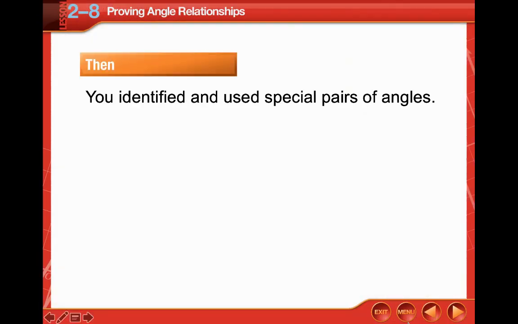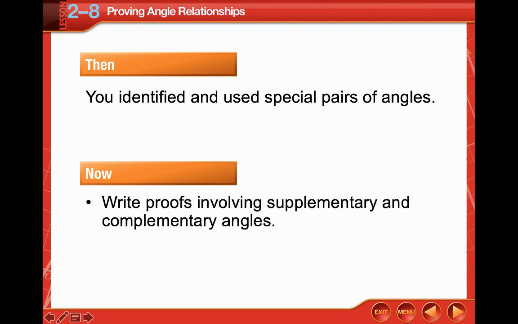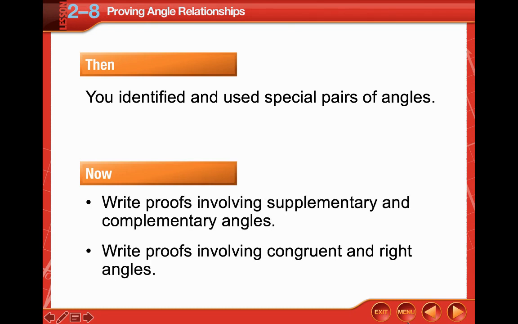All right, so we identified and used special pairs of angles. We've gone over angles that are supplementary, which is a pair of angles that add up to equal 180. We've gone over angles that are complementary, which is a pair of angles that add up to equal 90 degrees. We've gone over vertical angles, which are angles across from each other that are equal. We've gone over adjacent angles, which are angles next to each other. So we've gone over quite a few pairs of angles, but today we're going to do a little bit more with it. Now we're going to write proofs about these special angles.